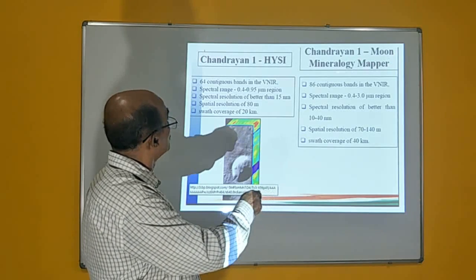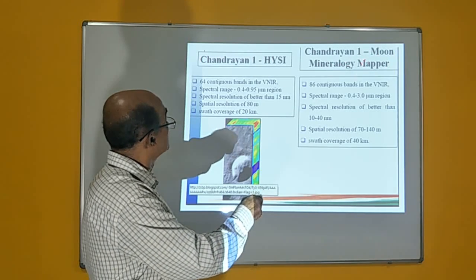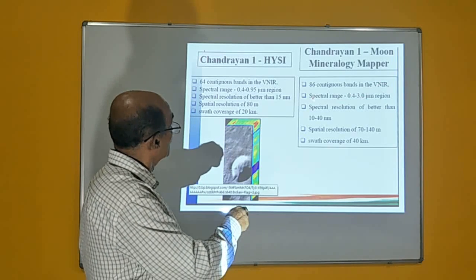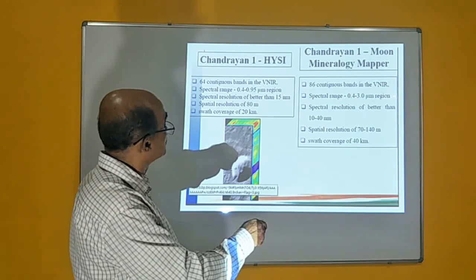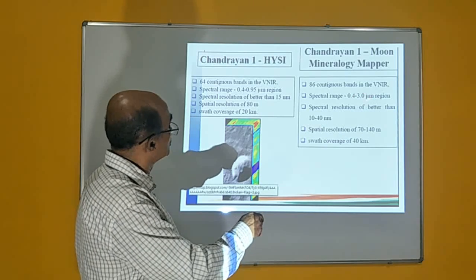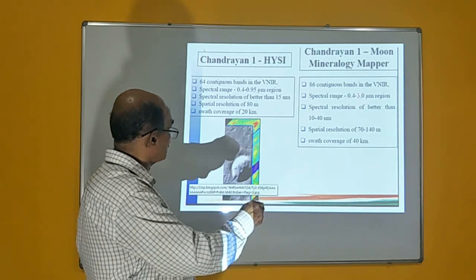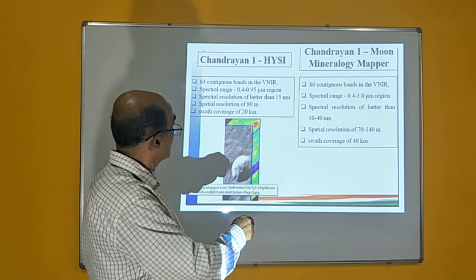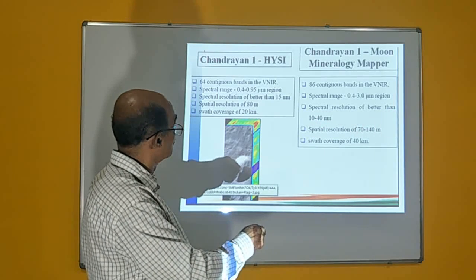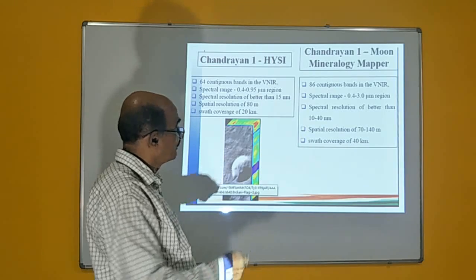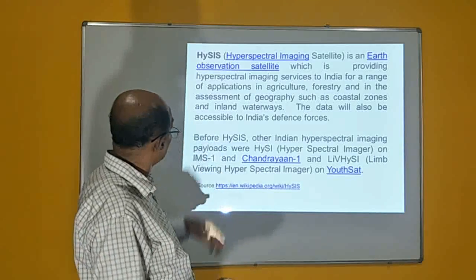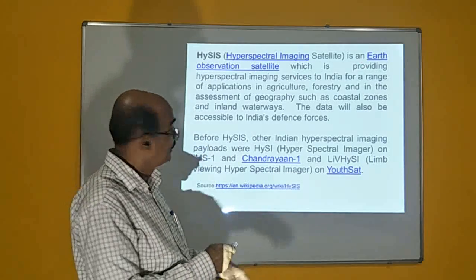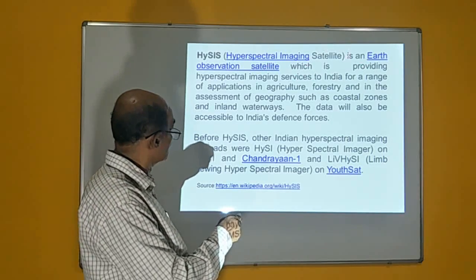Then Chandrayaan-1 Moon Mineralogy Mapper called M3. 86 contiguous bands in the visible and near infrared. Spectral range 0.4 to 3 micrometer region. See, visible up to beyond a little bit of short wave infrared. Spectral resolution of better than 10 to 40 nanometer, spatial resolution 70 to 140 meter, and swath coverage of 40 kilometer. These are some of the specifications and how best we can make use of this hyperspectral imaging satellite.